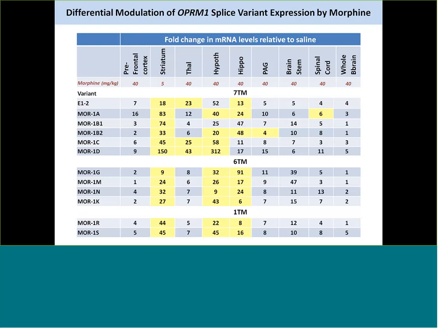You see similar patterns with many of the other splice variants, including the 6TMs, where you have a 90-fold upregulation of MOR1G in the hippocampus, a 24-fold increase of MOR1N, and MOR1K, which has been implicated by several groups in opioid hyperalgesia, has a 40-fold increase in the hypothalamus with morphine exposure. So clearly, when one looks at different regions, you can see very dramatic changes in mRNA expression that vary from region to region and vary from splice variant to splice variant.